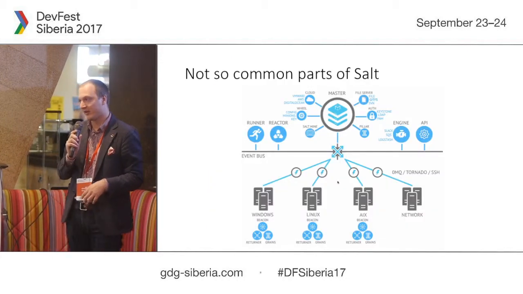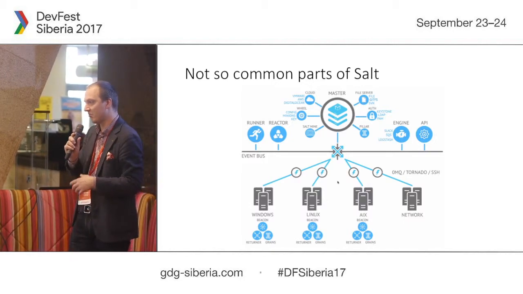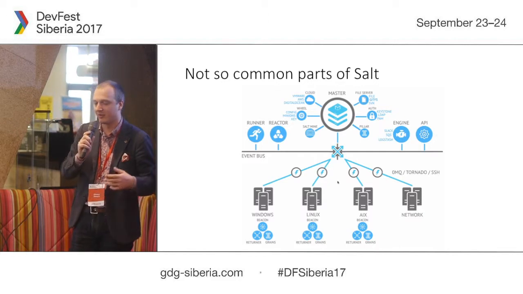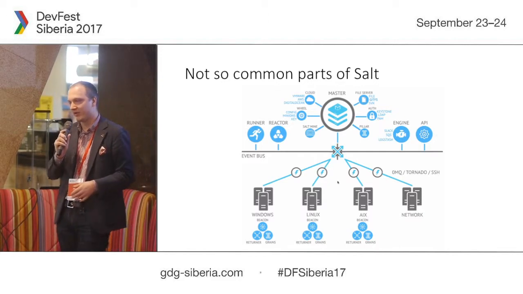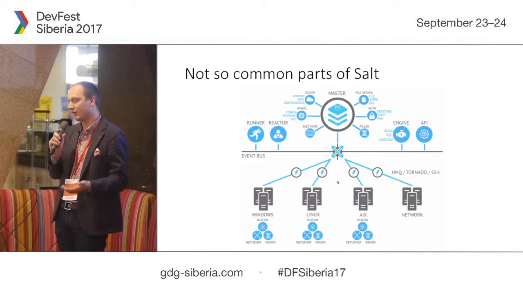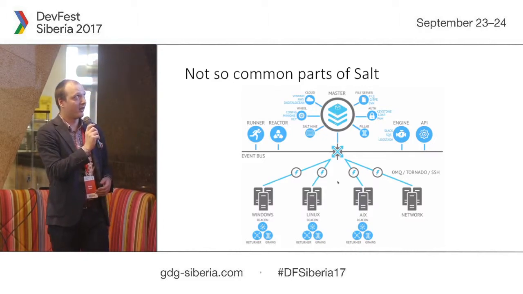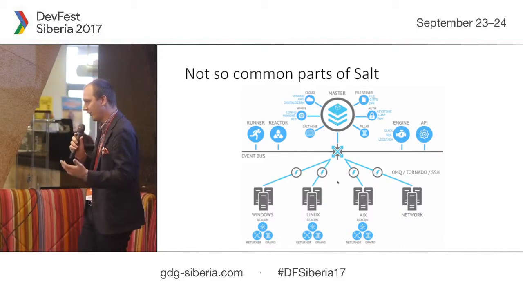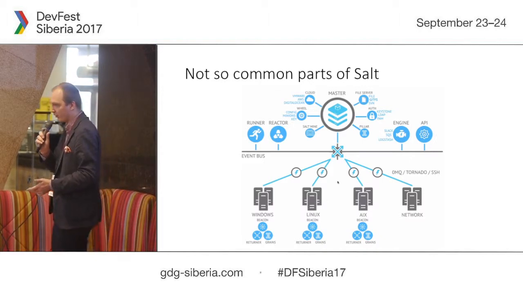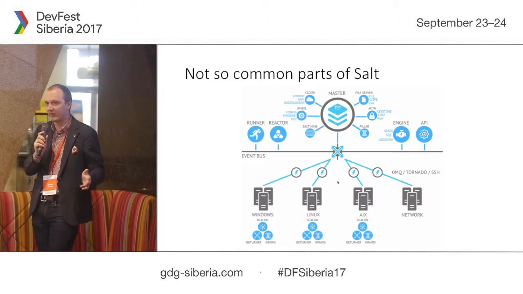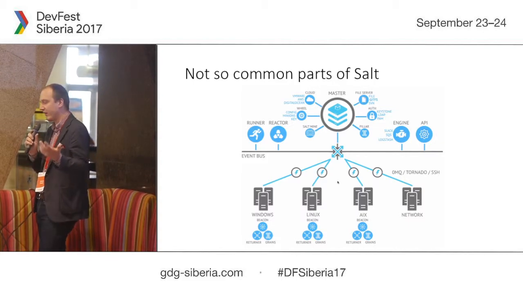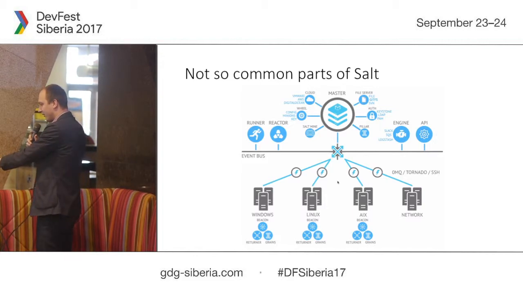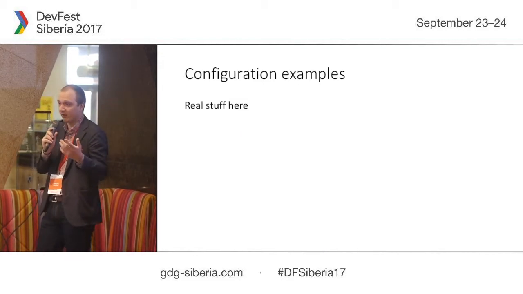Well, there are many not so common parts of Salt. We will not discuss them today because there are plenty of them. There are thousands of them. For example, Salt Cloud, which is used to provision virtual machines in a cloud provider. There are, I don't know, reactors, there are engines. Engines, for example, are long-running processes on a minion which do something, which emit some events, somehow, somewhere.